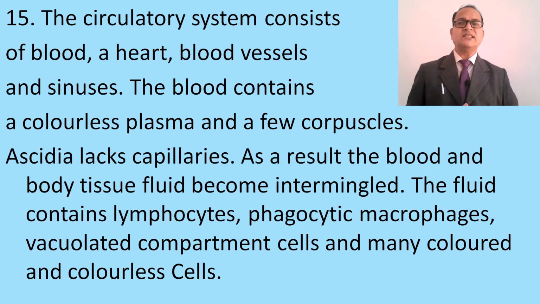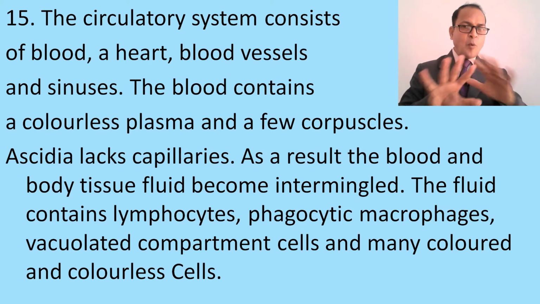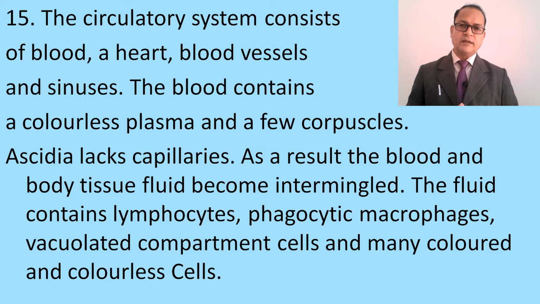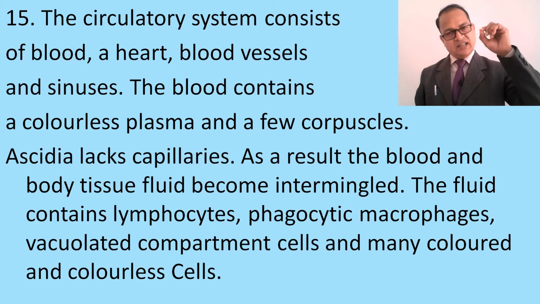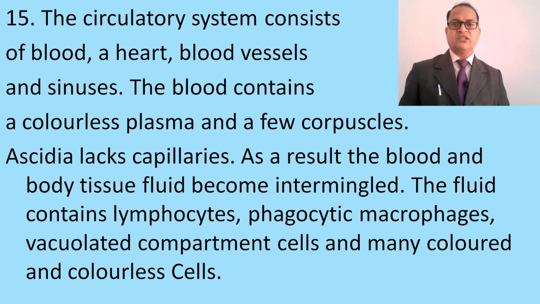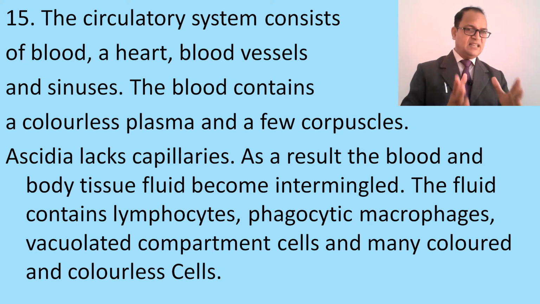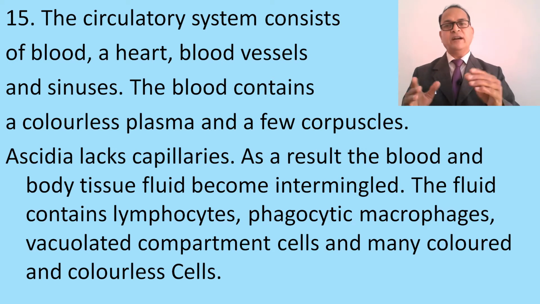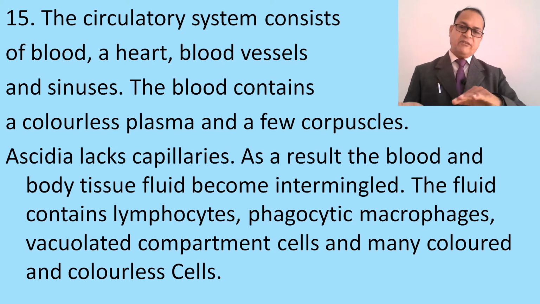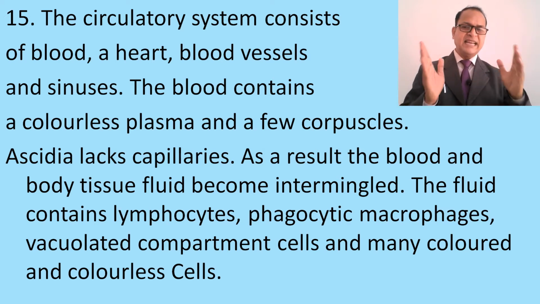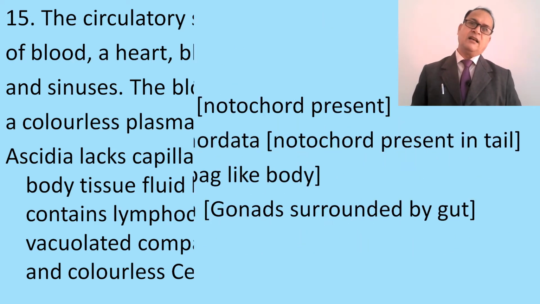The circulatory system consists of blood and a heart, and there is open circulation. No blood vessels are found. The blood is colorless, and the heart is present. The blood contains colorless plasma and a few corpuscles. As a result of the plasma, the blood and body tissue fluid become intermingled, so there is no color at all in the blood. The fluid contains lymphocytes, phagocytes, macrophages, vacuolated cells, and many colored and colorless cells.